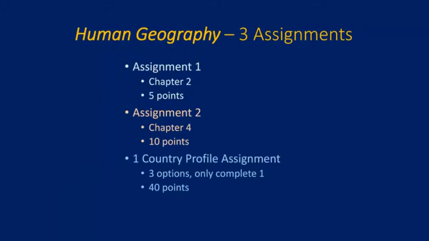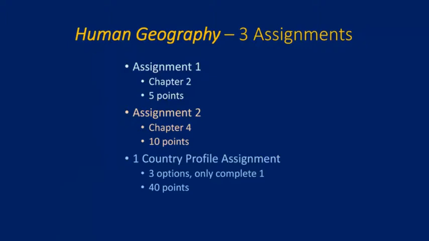Next up are the 3 different assignments of varying degrees of difficulty, represented in the point totals for each. First off, we've got assignment 1, which is located in chapter 2. So assignment 1 will be due during the first week of the semester. It's only worth 5 points. It's a very, very simple assignment. Step up the degree of difficulty for assignment 2, which will be found in chapter 4, and that's worth 10 points. Then there's the country profile assignment.